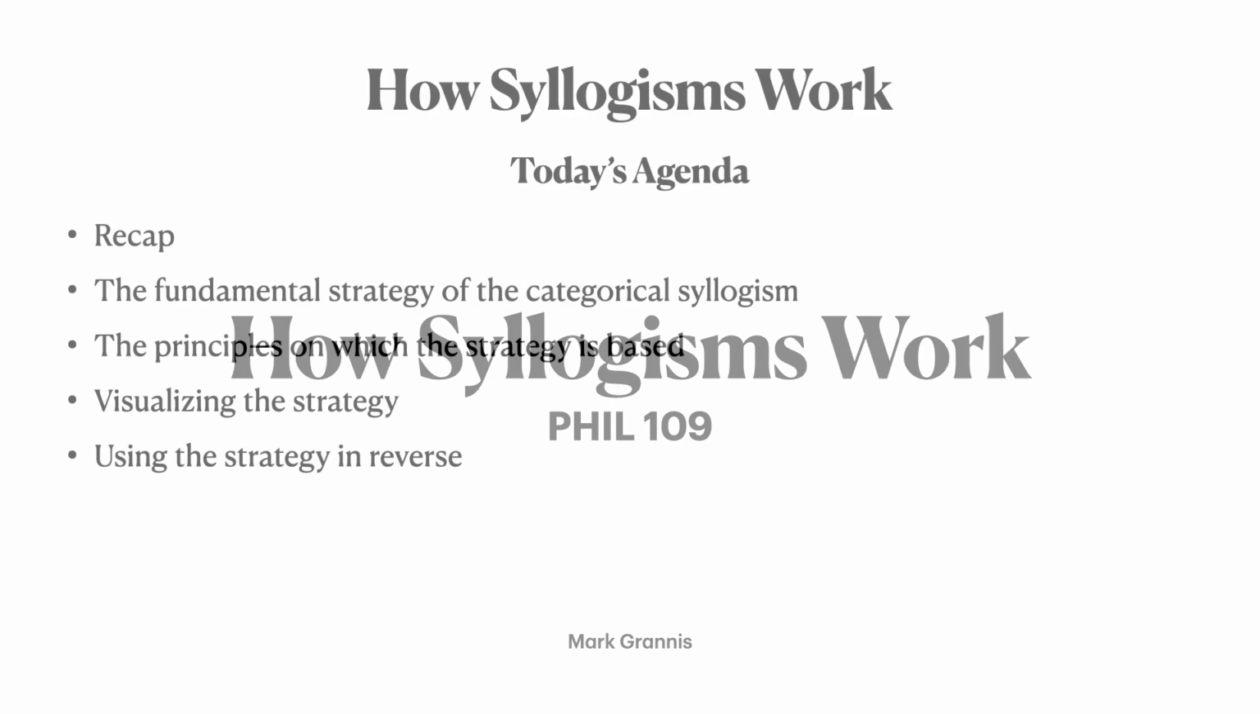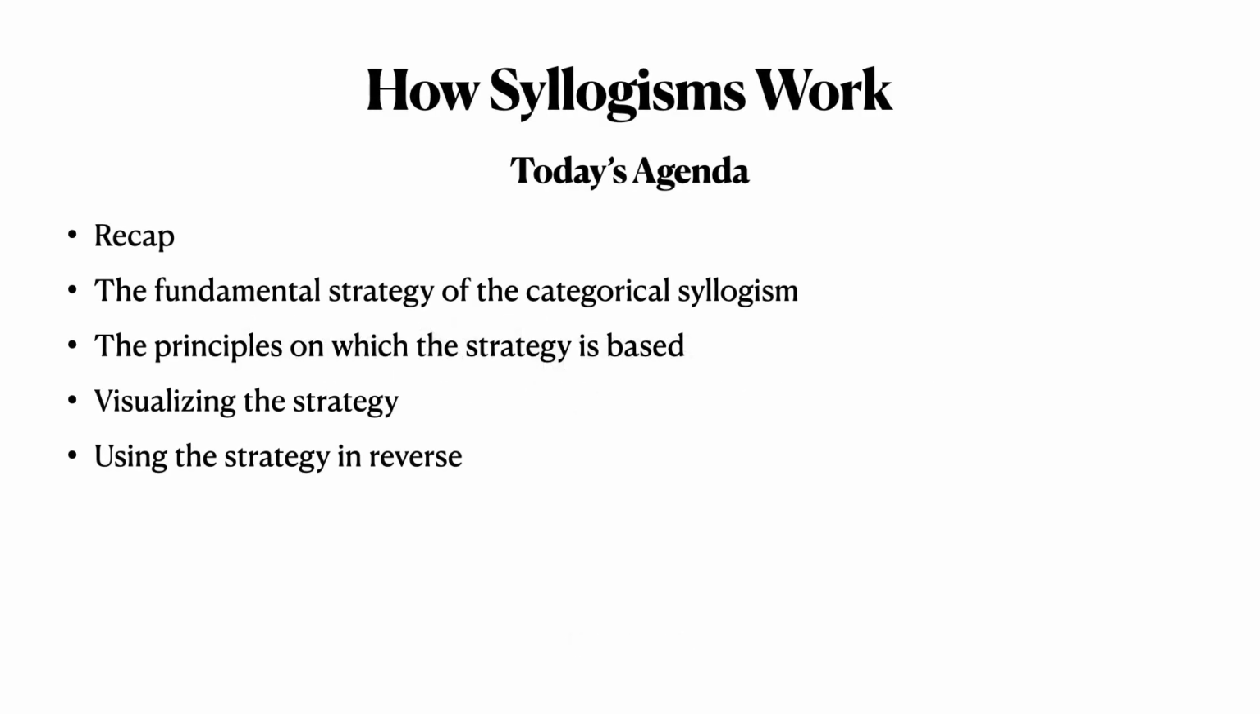Today we're going to do a little recap of what we've already learned about syllogisms in Section 7.1, and then we will focus in on the fundamental strategy of the categorical syllogism, the thing that makes it all work. I'll tell you the principles on which that strategy is based and then show you a diagram to help us visualize what the strategy is, because that's helpful for a lot of people. And then I'll give you a couple of examples of how we use the strategy in reverse.